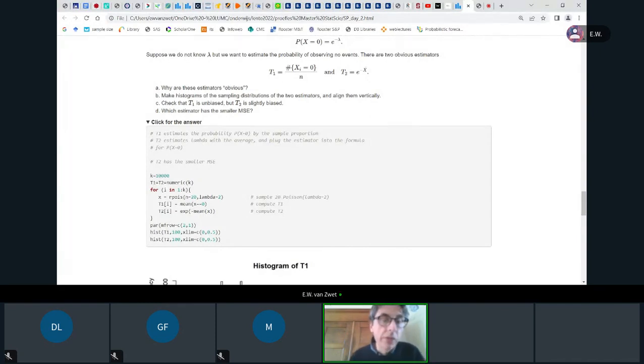So why are these estimators obvious? Well, I kind of explained that to you. Make histograms of the sampling distribution of the two estimators and align them vertically. So the point here is that there are two obvious estimators.